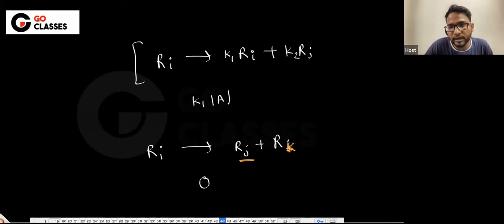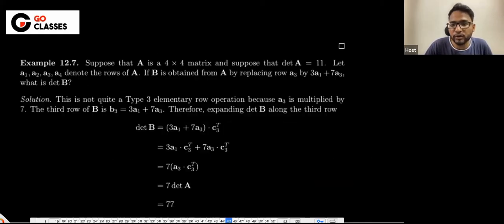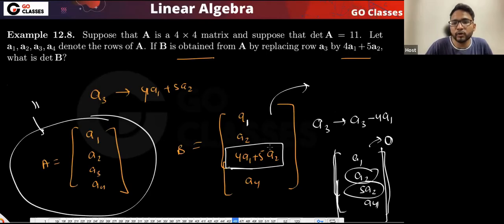You're not having Ri here, which means you are saying that one of the rows is a linear combination of this row and this row. That is why you are having a 0. Why? Because if that is the case, then you can replace this row, you can subtract whatever the factor, you can subtract this a3 and then minus 4 r1, 4 a1. That will not do anything to the determinant, and then finally you can say that the final answer is 0.